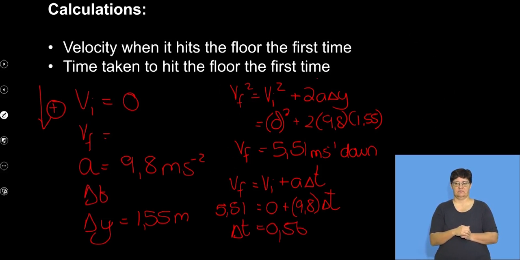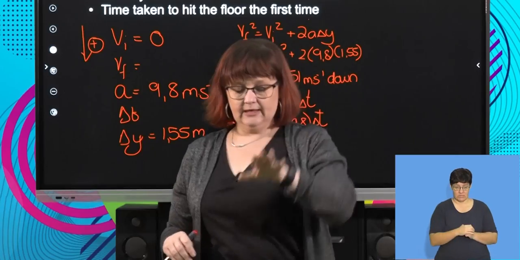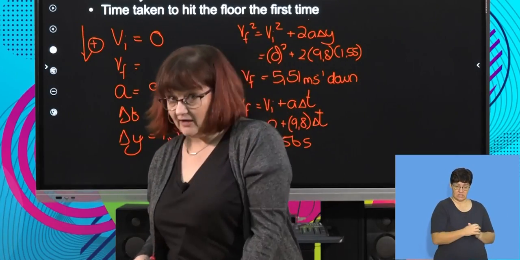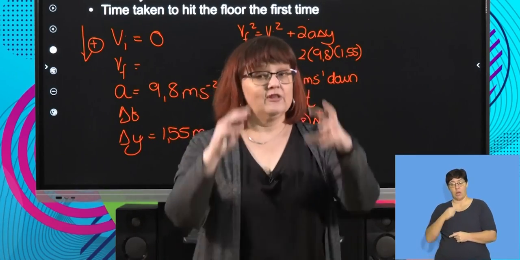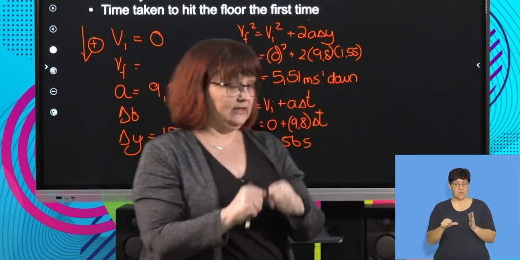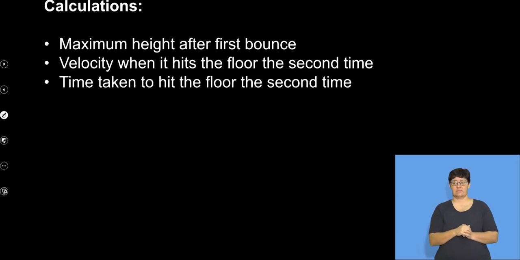Seconds. So what I've worked out now is I know the initial velocity, I know the velocity it hits the ground with, and I know how long it took to get there. So that's important pieces of information that we need to keep.